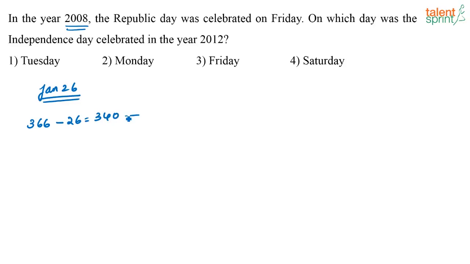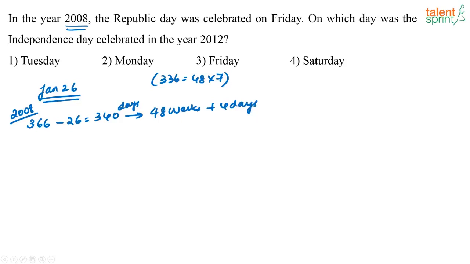Now 340 days account to how many weeks and how many days? 336 is equal to 48 into 7, correct? So I can say the 340 days that are remaining in the year 2008 is nothing but 48 weeks plus 4 days. Basically, I am trying to find out how many odd days are there in 2008. Because 26 days are gone, I have to take from the 27th day. So in the year 2008, I have 4 odd days.